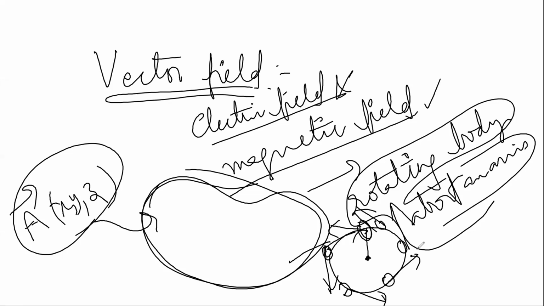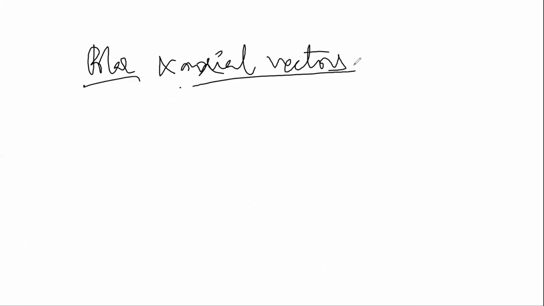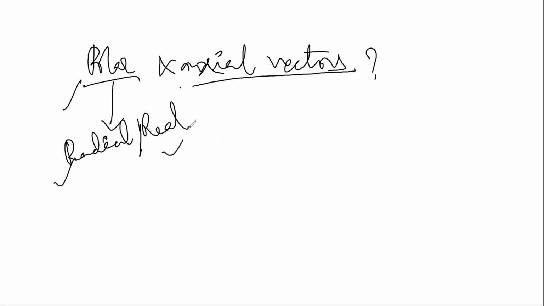Now we will go for the other concept, polar and axial vectors. You have to learn this. First, polar we will see. Another name of polar is radial vector or real vector. So they can be called polar or radial or real. So what are these vectors? They are physical vector quantities which have their own inherent directions.